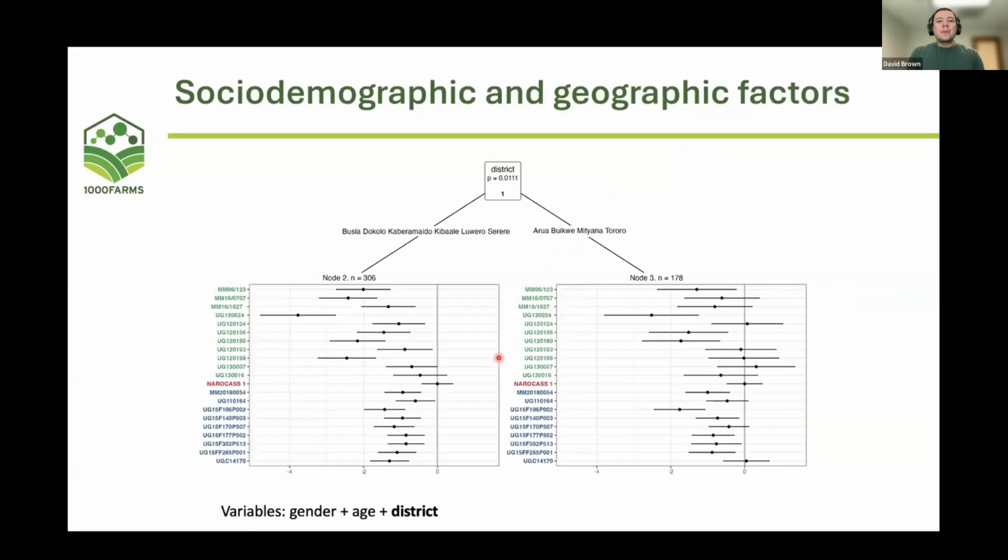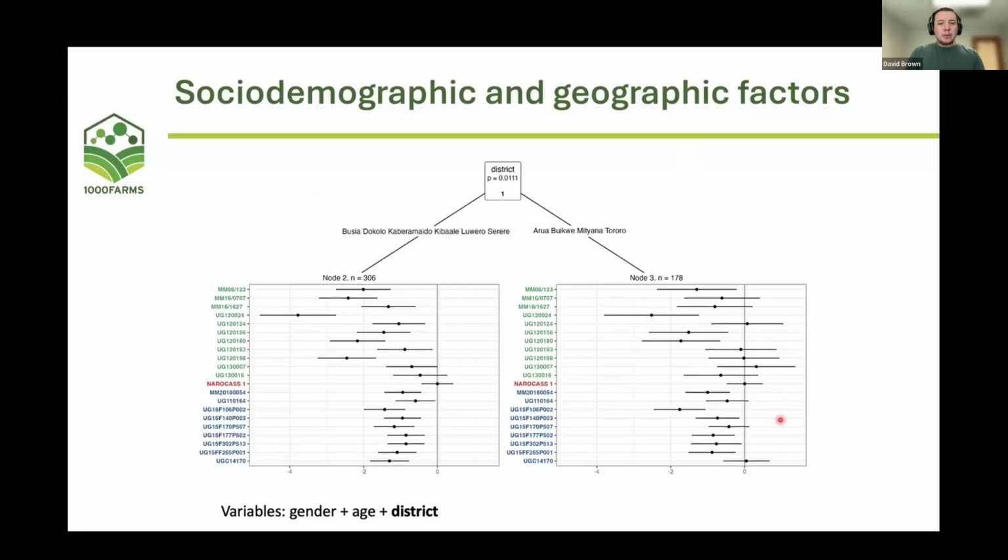So we started trying to understand which are the socio-demographic and the geographic factors that could influence the genotype performance in this case. So we started fitting the model with these three variables: gender, age, and district. District was the most important variable there.